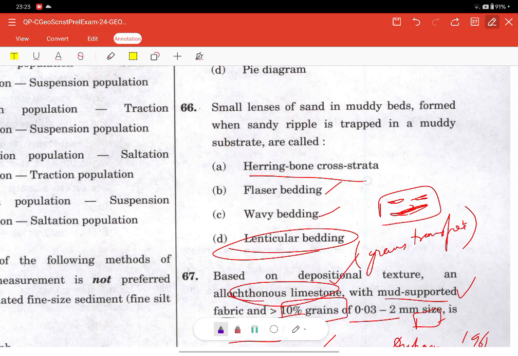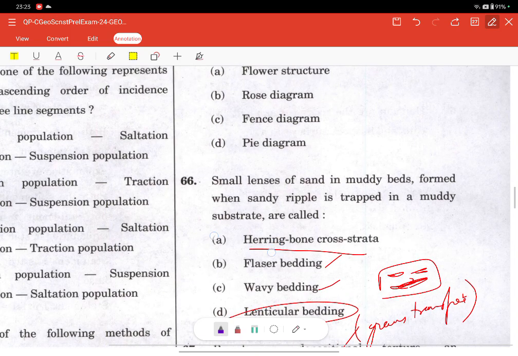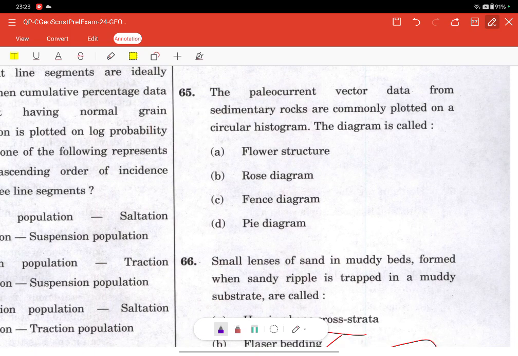So small lenses of sand in muddy beds likely lead to lenticular bedding. But herringbone cross strata is something that is present in the tidal environment. Now coming to the 65th question. The paleocurrent vector data from sedimentary rocks are commonly plotted on a circular histogram. The diagram is called what? The diagram is known as the rose diagram.